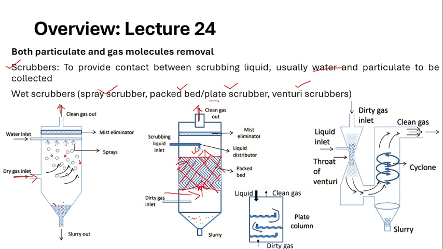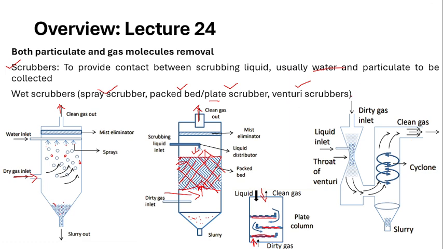And the plate scrubber is a small modification of this one, where we will be using the plate column. So plates will be here, and gas will be passed from the bottom, and the liquid is passed from the top. Again, they will come into contact, and the clean gas will be present here. In the plates, what happens is the dirt particles will get settled down. From the plates, we can remove the slurries.